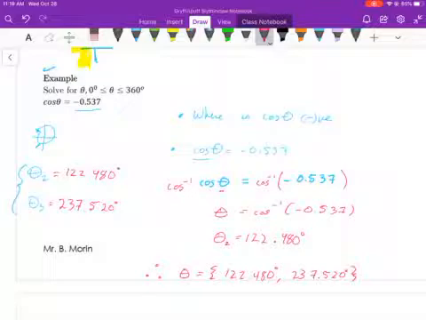So let's go over what the question said. Let's find all angles between 0 and 360 that have this cosine ratio, where cosine theta is equal to negative 0.537. What I did initially is I located where my cosine values are negative in quadrant 2 and 3. So naturally, I know that my solution should have 2 angles. And by the way, this picture that I just highlighted is likely the most important part of the question.